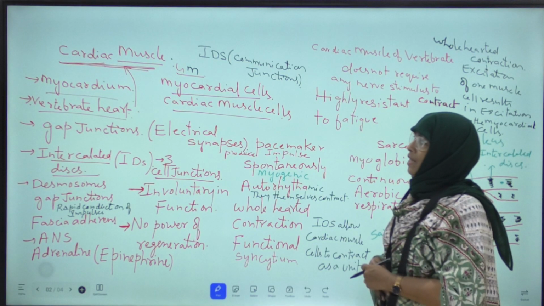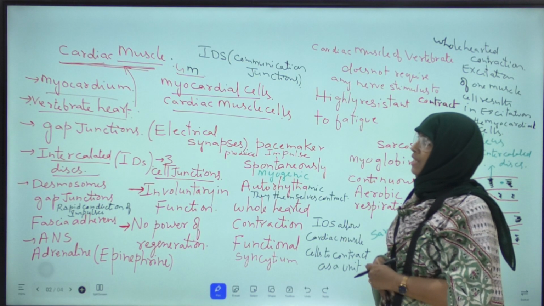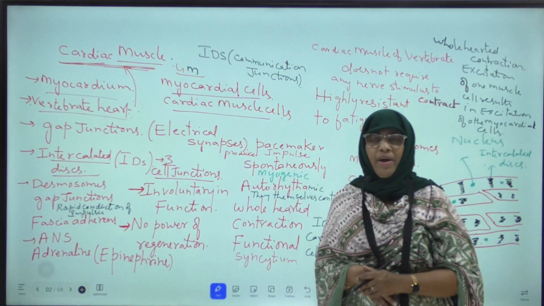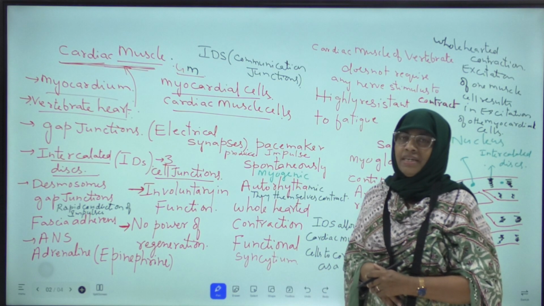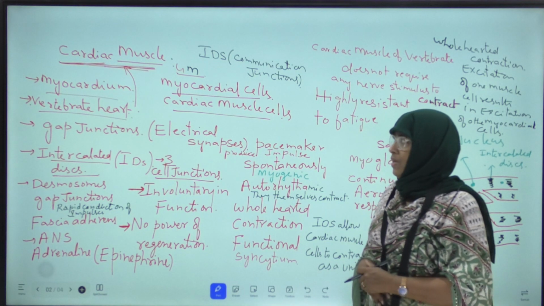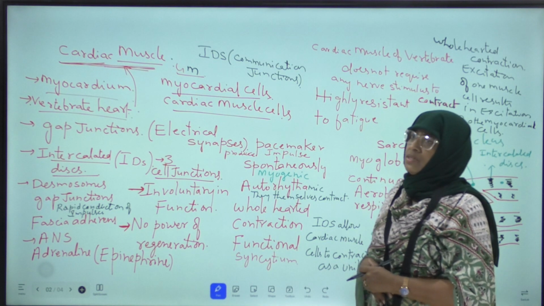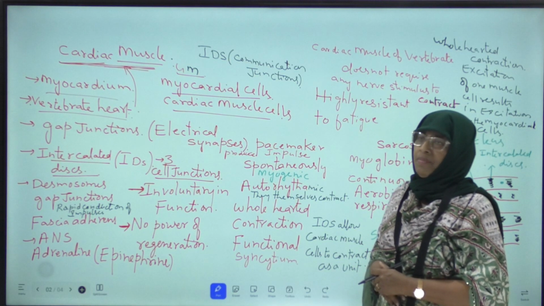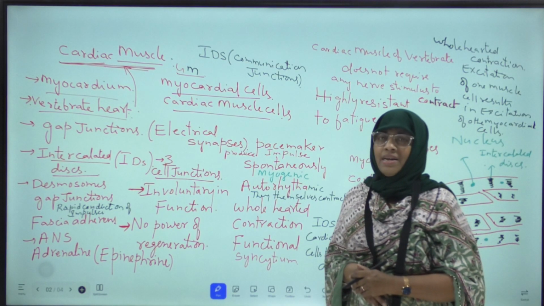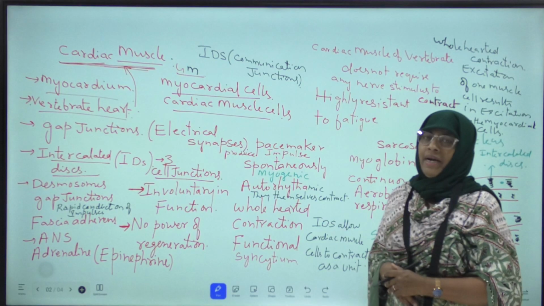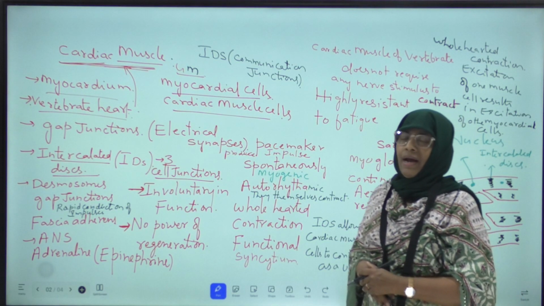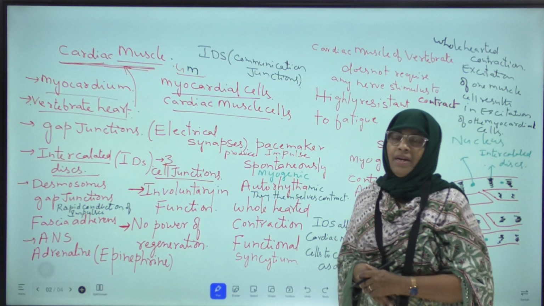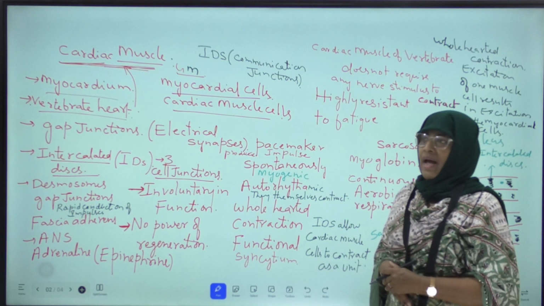Cardiac muscle structurally resembles skeletal muscle, because cardiac muscle also consists of myofibrils in which alternately arranged dark and light bands are present. Hence cardiac muscle also shows striation; it is a striped or striated muscle. The dark band is called the A band and the light band is called the I band. Dark bands are made up of myosin protein and light bands are made up of actin protein.